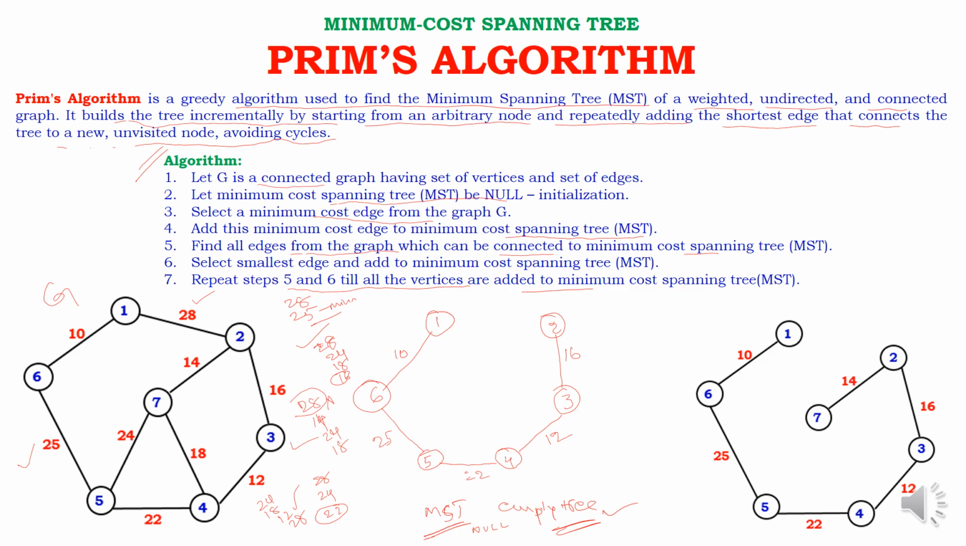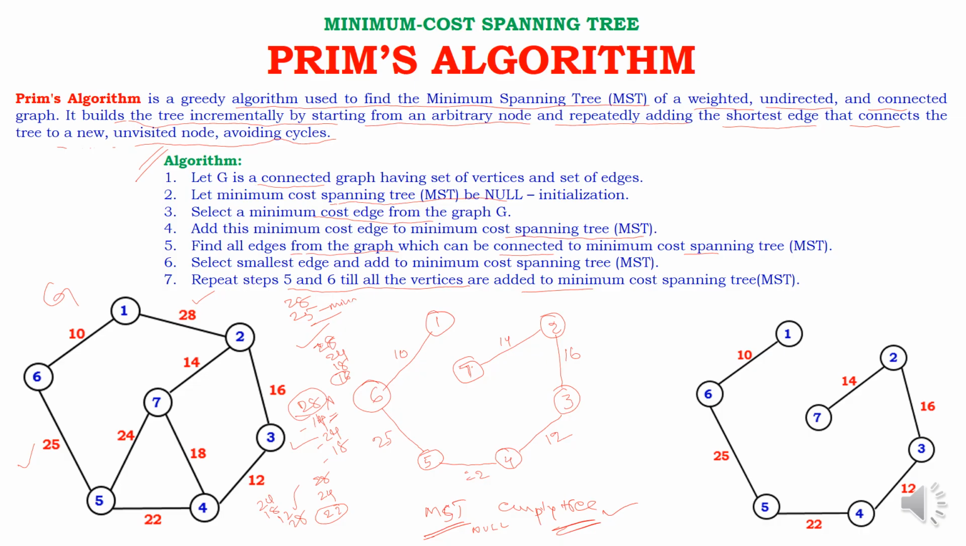So 28 is already ruled out. Then 14, 24, 18. 14 is smallest. 14 we can connect. So 14 is with the help of adding vertex 7 to 2. So 14, 7 is added here. There are no other vertices to be added. All the 7 vertices have been added.